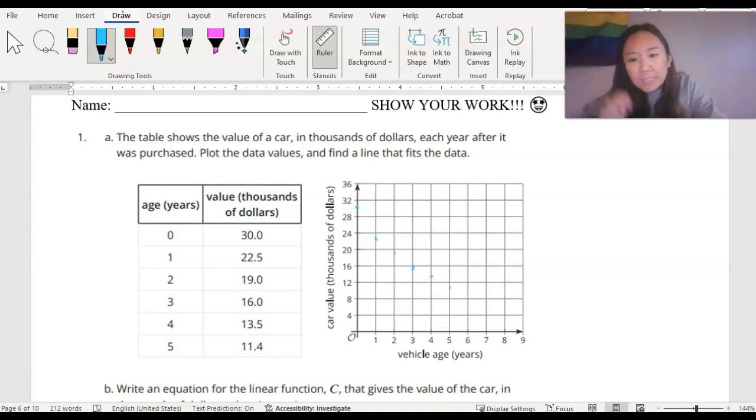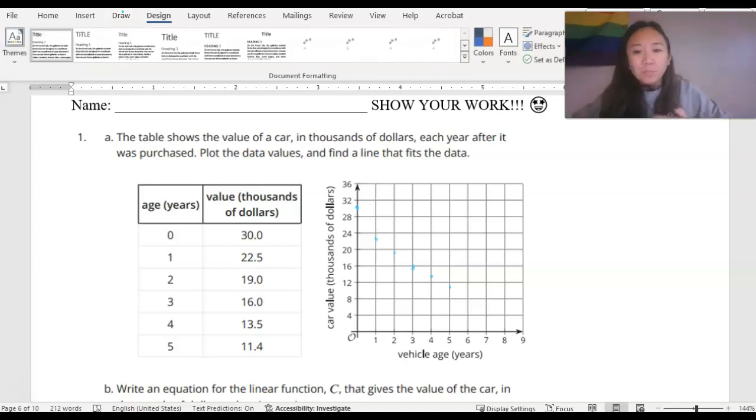Okay, so you can see here that there's not going to be an exact perfect line, but we're going to do our best to go ahead and create a line of best fit. And really, if you notice, this line has kind of a curve to it. This is actually going to be an exponential function.